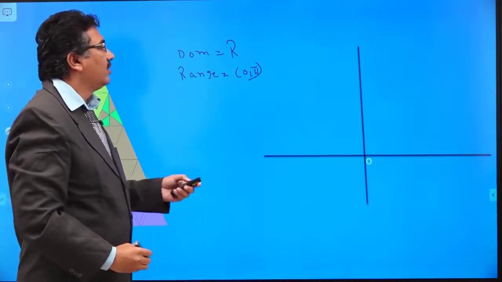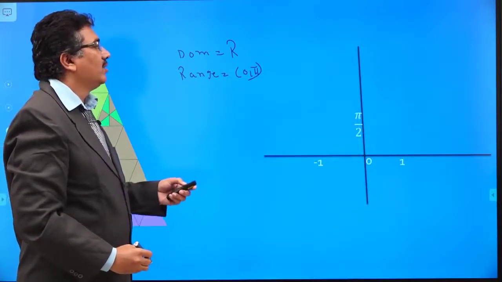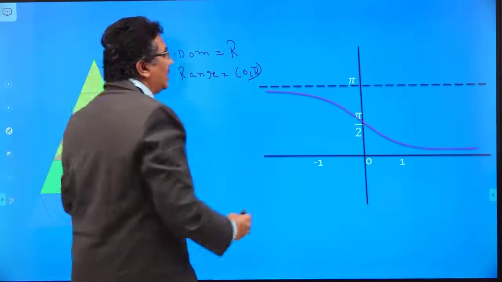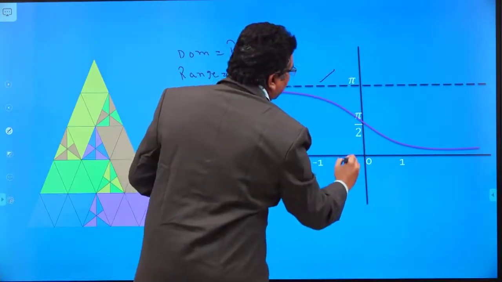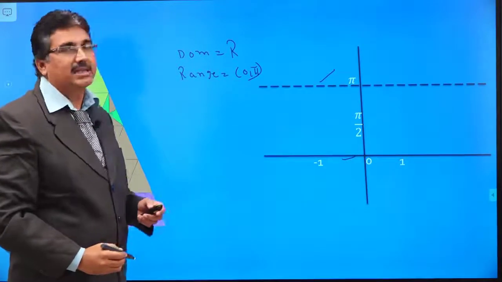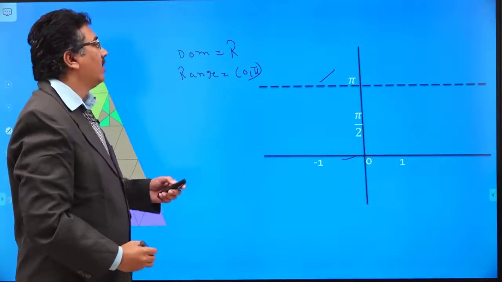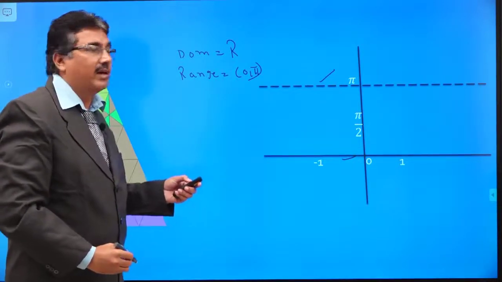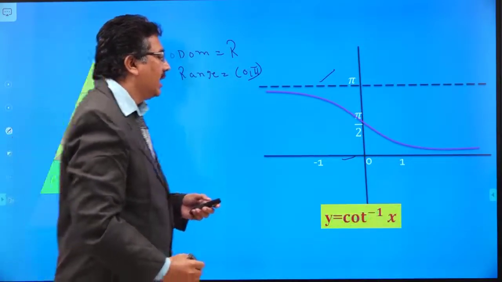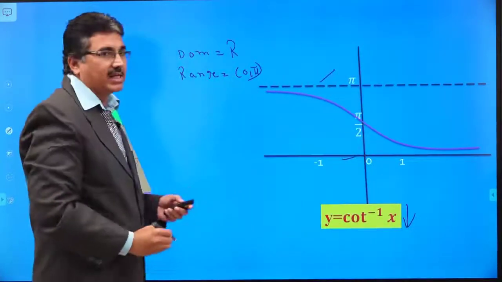Here also cot 0 and cot pi are not defined. So we draw horizontal asymptotes. These two are called asymptotes. This is also an asymptote. If x increases from minus infinity to infinity, then cot inverse x decreases from pi to 0. Therefore, cot inverse x is a decreasing function.